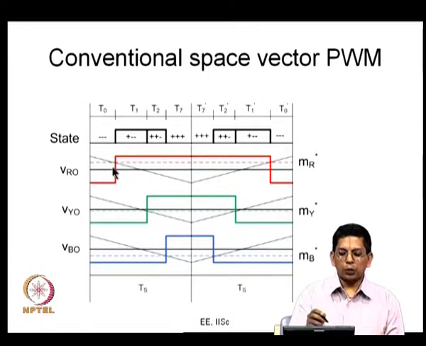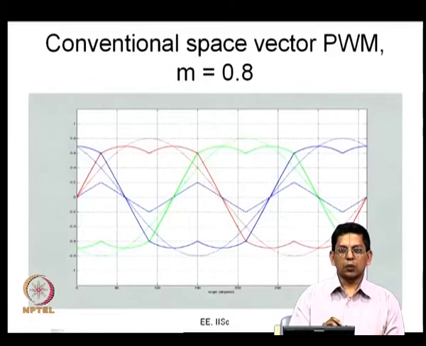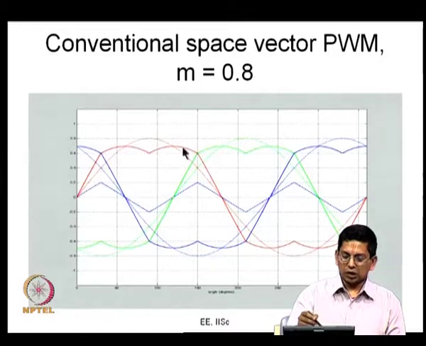So, you can also produce the same PWM output from this so-called triangle comparison approach, and that is what we emphasized in terms of equivalence. So, what needs to be done? You have to produce the appropriate values of MR star, MY star and MB star. That is how we saw that. Now, this is your MR.